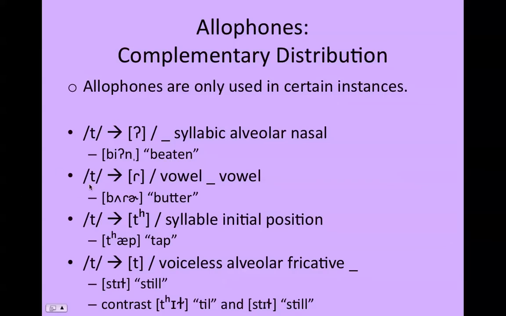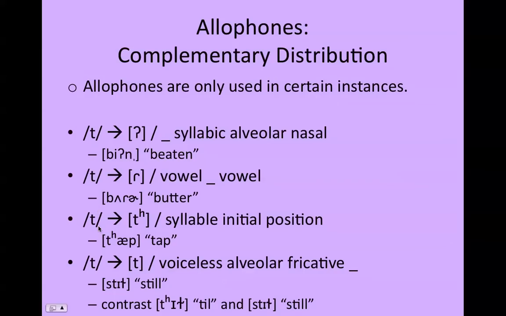The t is realized as a voiced alveolar flap when it's in intervocalic position, such as in the word butter. The t here is in between two vowels. So when it's in intervocalic position, the t, which would normally be a stop, changes to a flap. And here we use the flap, which is similar to the Spanish trill, as in para.